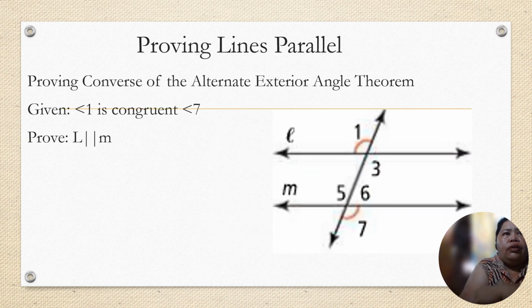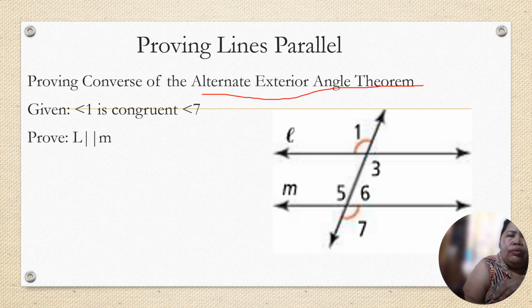Okay, so here we have proving the converse of the alternate exterior angle theorem. Given angle 1 is congruent to angle 7, let's prove that line L is parallel to M. This is true. We can prove that through the alternate interior or exterior angle theorem. Since angles 1 and 7 are outside, these are the alternate exterior angle theorem.